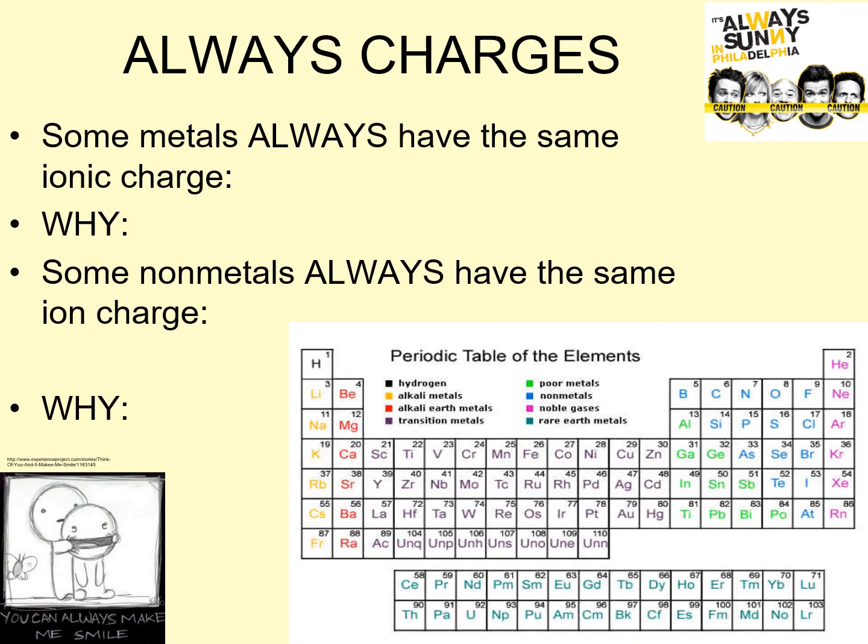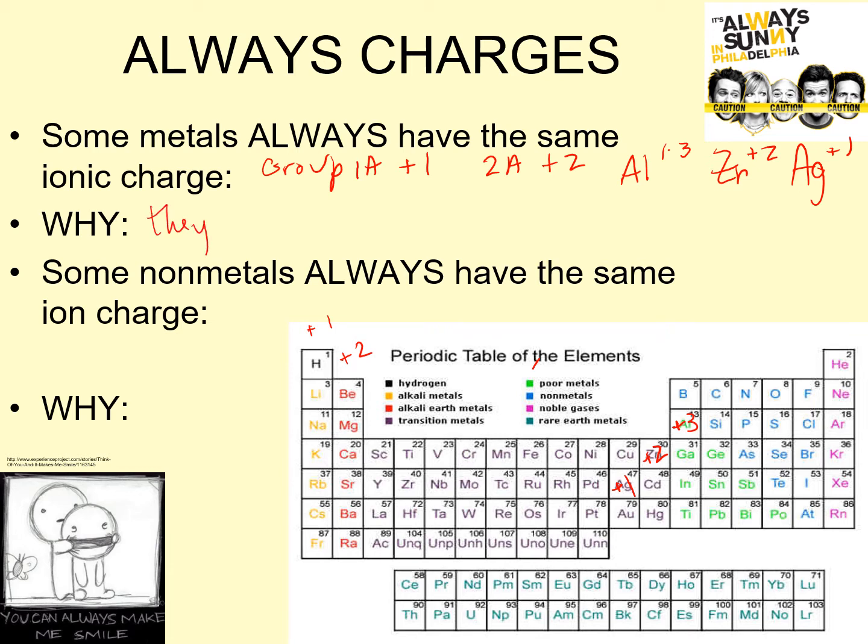Okay, periodic table. How do we use that to find charges? Some metals always have the same charge. Group 1A plus 1, 2A plus 2, aluminum plus 3, zinc plus 2, silver plus 1. So it's plus 1, plus 2, plus 3, plus 2, plus 1. Write that all over your periodic table. Find a periodic table, write it now. It's because they always lose the same number of electrons.